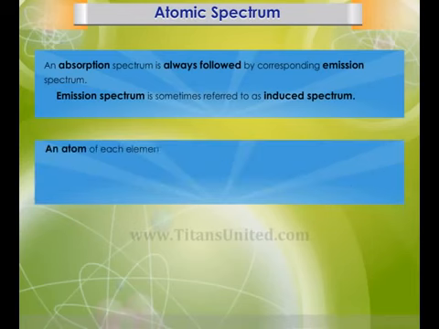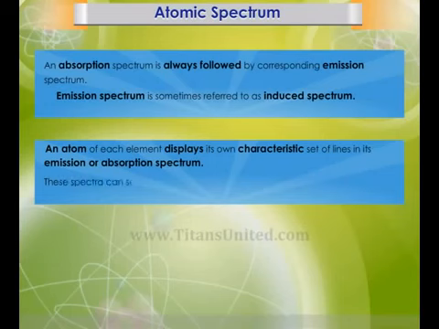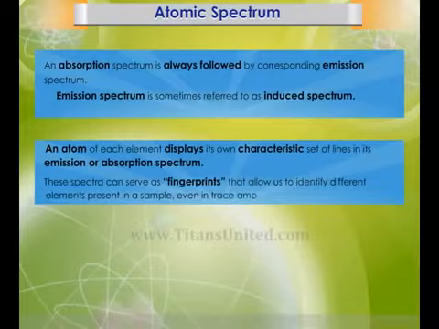A very important fact to note here is that an atom of each element displays its own characteristic set of lines in its emission or absorption spectrum. These spectra can serve as fingerprints that allow us to identify different elements present in a sample, even in trace amounts.